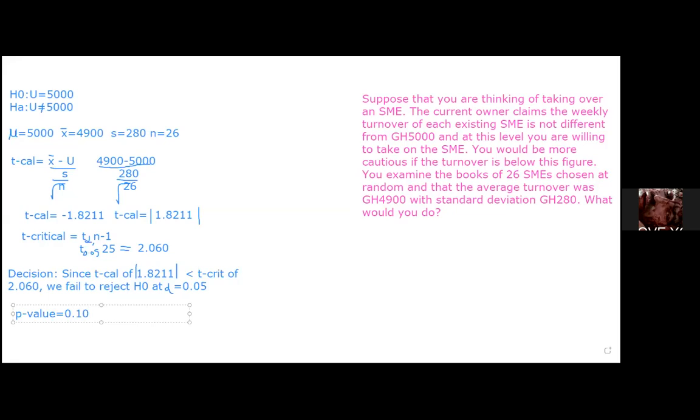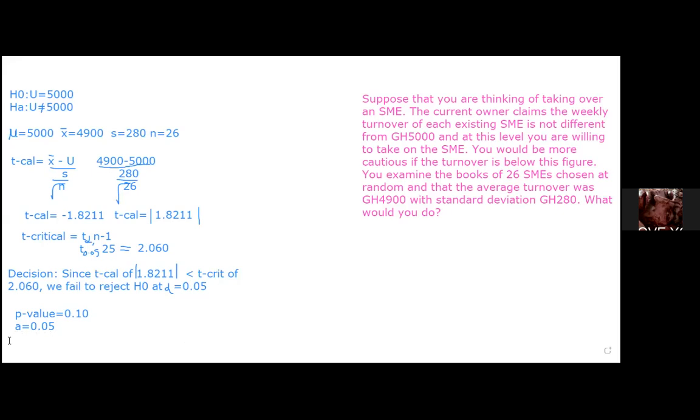So going with the p-value approach, are we rejecting H0 or failing to reject? Our p-value is 0.1 and alpha, let me use small a for alpha, is equal to 0.05. Are you rejecting or failing to reject? Why are you failing to reject? Because 0.1 is more than 0.05. Good. The rule says reject if the p-value is less than alpha. But here the p-value is greater than alpha, so we will fail to reject.